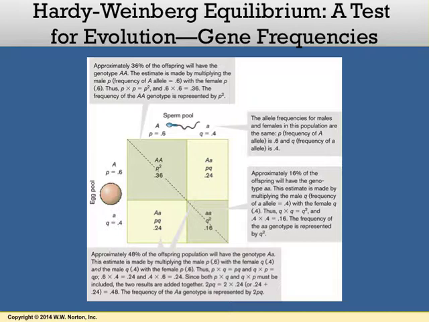Well, the homozygous dominant frequency should be 0.6 times 0.6, or 0.36, also known as 36% of the population. The homozygous recessive frequency should be 0.4 times 0.4, or 0.16, also known as 16% of the population. The heterozygous individuals will be the remaining 48%, or 2 times 0.4 times 0.6, which is 0.48, or 48% of the population. But what if they didn't look like this?